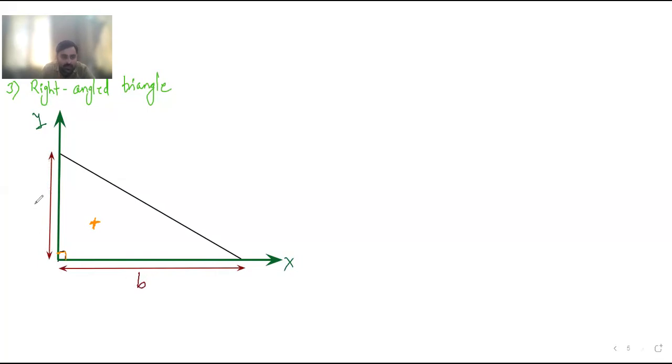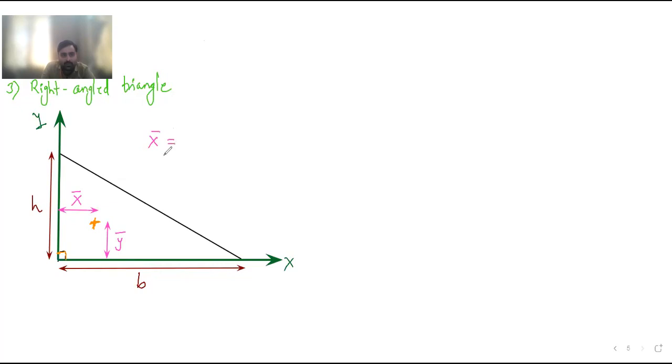This B is the base, H is the height. So this is the centroid point. Centroid means, from the y-axis, this distance of the centroid we call x bar. And from the x-axis, the distance of this centroid is called y bar.